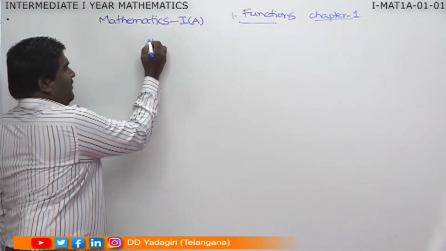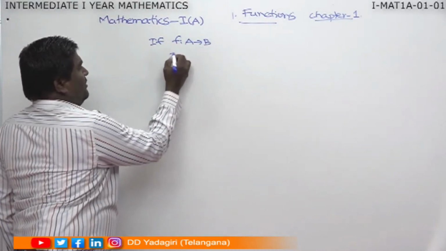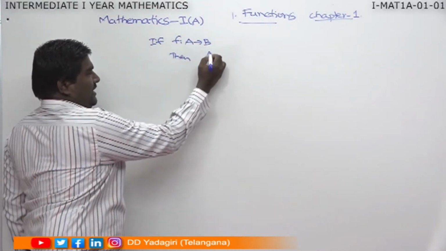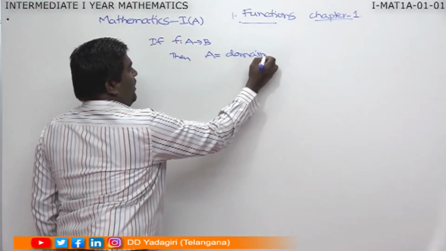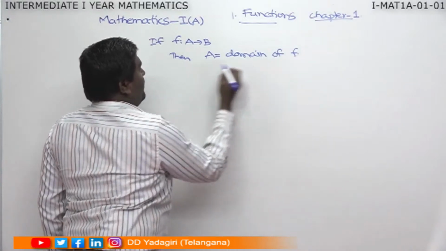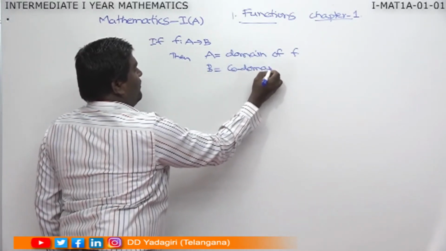Now, if f is a function from A to B, then the first set A is called the domain of f. The second set B is called the codomain of f.